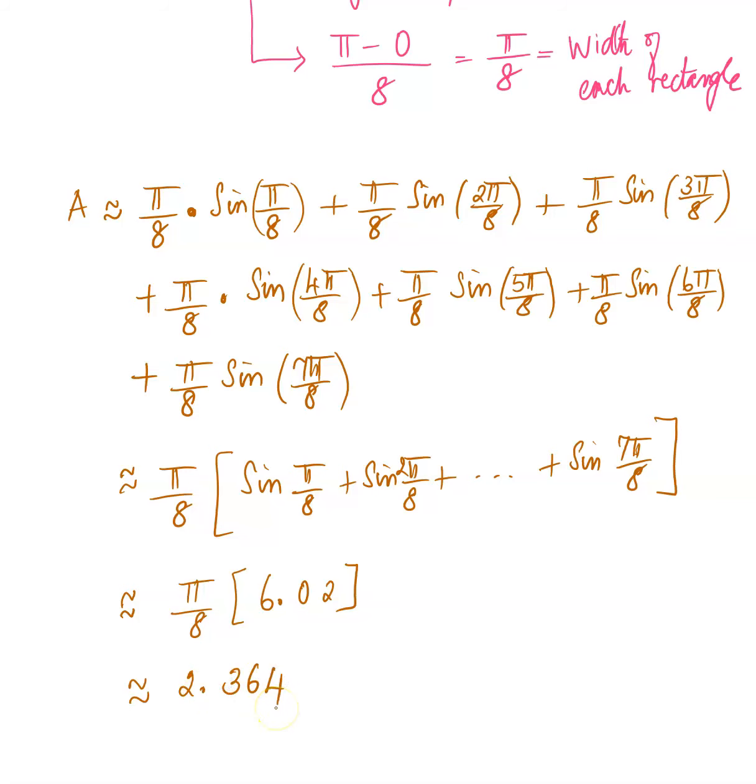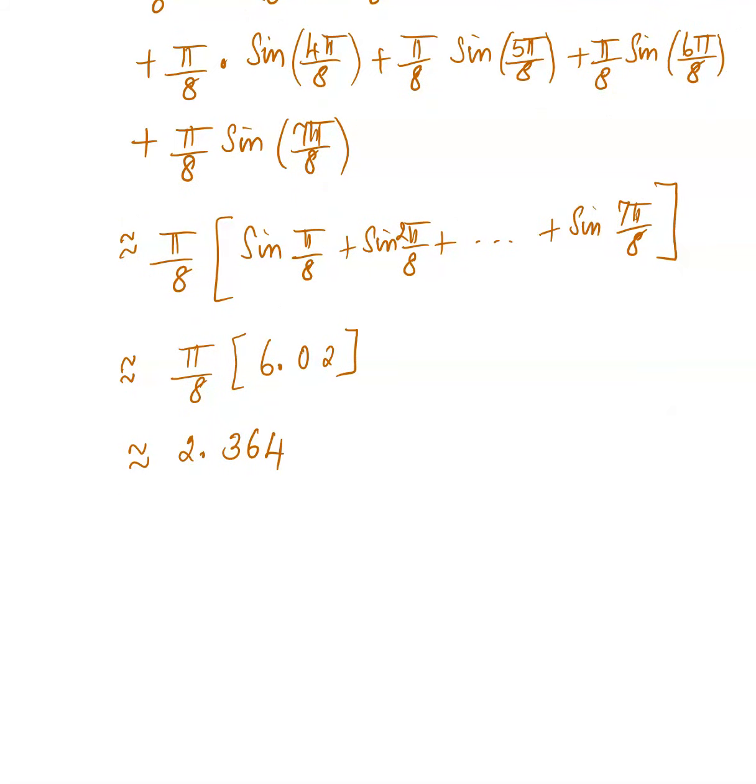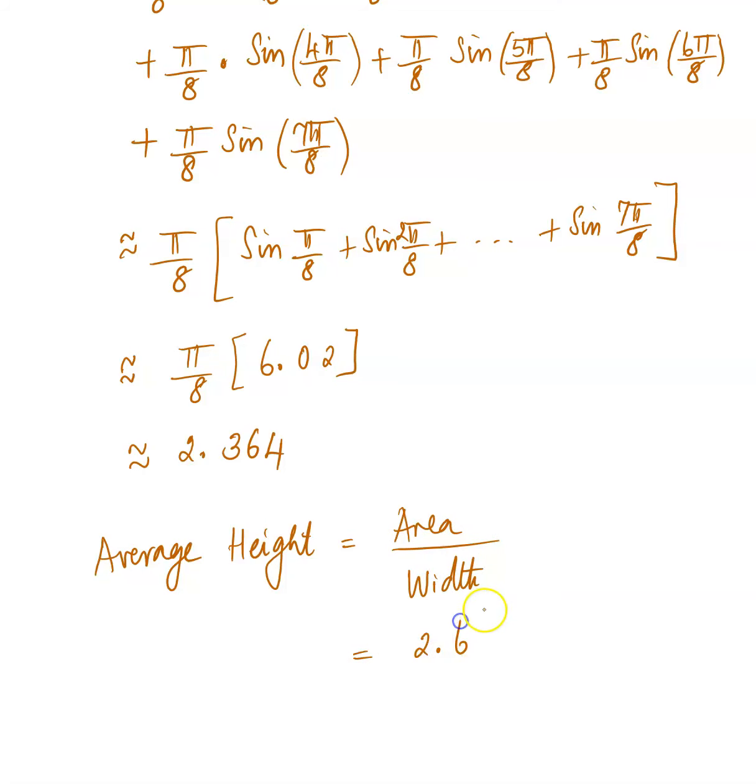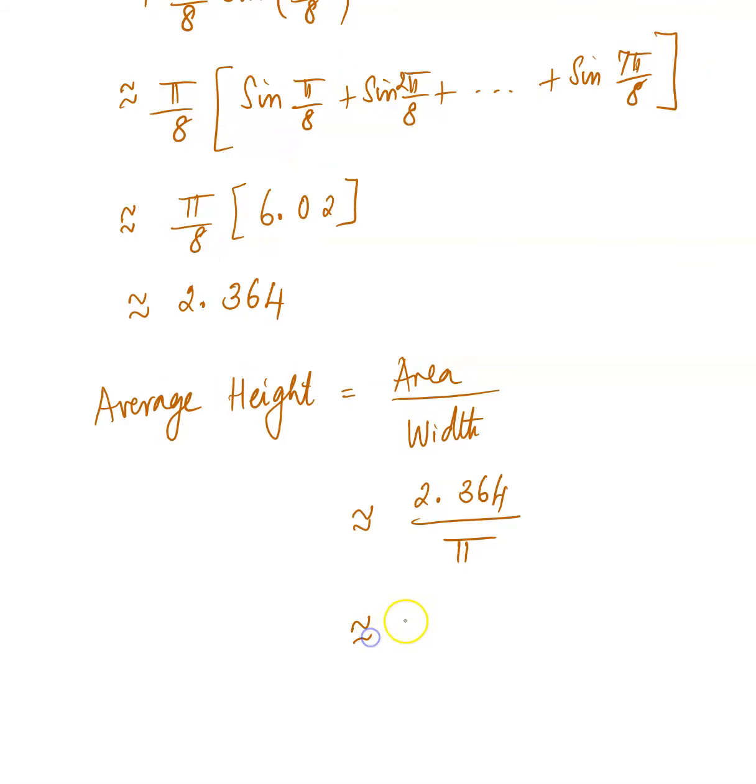Now all this is to find the area. Okay, this is the area now, or estimate of the area. Now we need to find the average height, which is area over width. So the area is 2.364, approximately, right? The average height, therefore, comes out approximately as this over pi, and that comes out to be approximately 0.753.